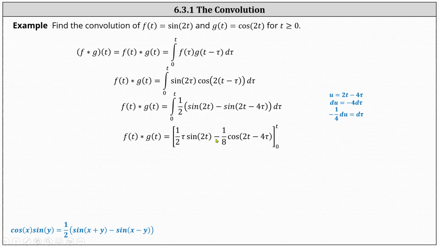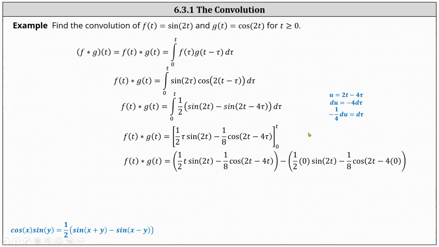And now again we find big F of t minus big F of 0 by substituting t for tau and then substituting 0 for tau. So in this first set of parentheses we have big F of t, in the second set of parentheses we have big F of 0. And now we simplify. In the first set of parentheses we have 1/2 t sine 2t minus 1/8 cosine of negative 2t. And then in the second set of parentheses we have minus negative 1/8 cosine 2t, giving us plus 1/8 cosine 2t.